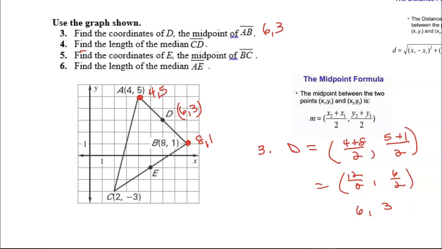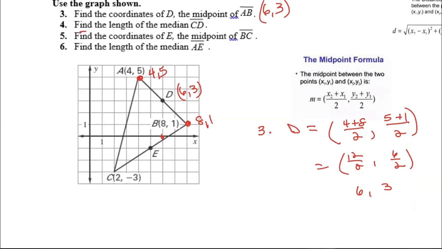So 6, 3. Does that make sense in terms of the counting? So 6, 1, 2, 3, 4, 5, 6. Yep, that's going to be 6. And I went up 1, 2, 3. Okay, so I would encourage you to count, to check it. Use the formula to calculate the midpoint. Okay, then they want you to find the length of the median CD.